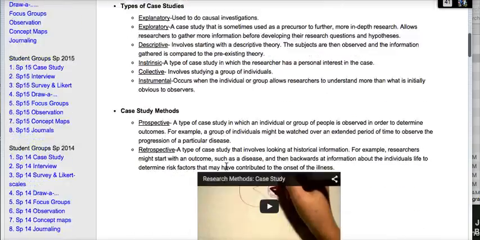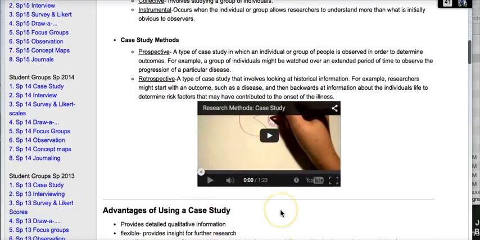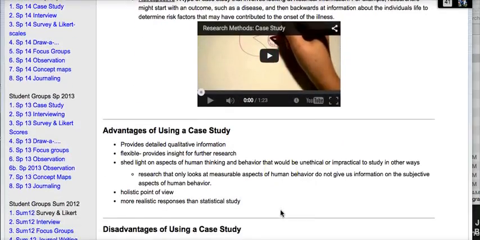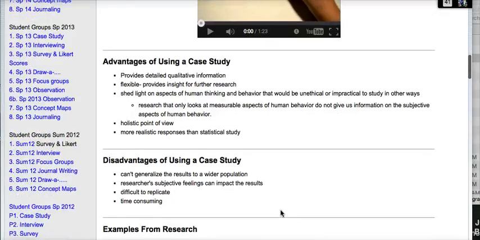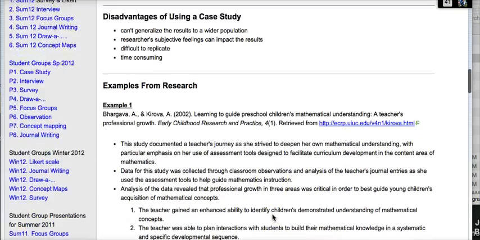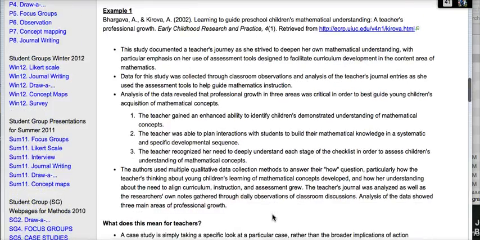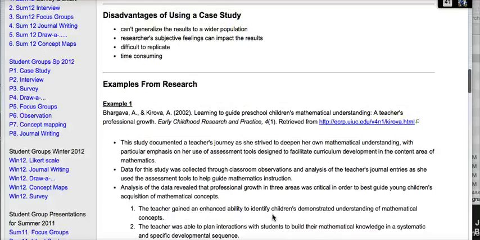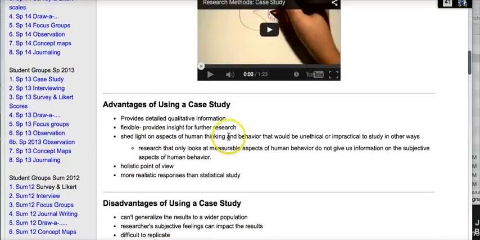And so as you're completing your study, you might want to review this just to see if you have used a case study, what you can learn more about using a case study. And maybe there's some examples. Here's an article that uses a case study.